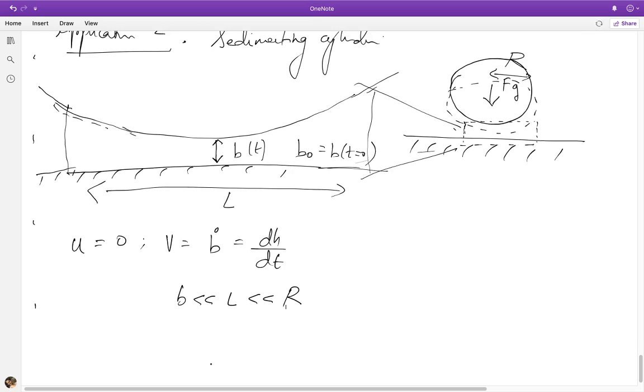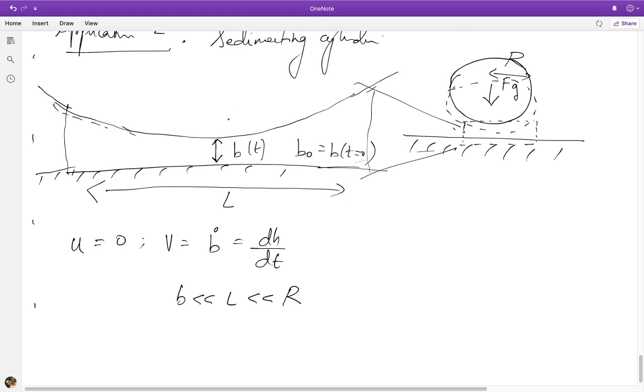So with this understanding, we can approximate the shape of the cylinder. Although its exact shape is more complex, we expect that in the thin gap region we can approximate it as parabolic, up to second order in L by R.